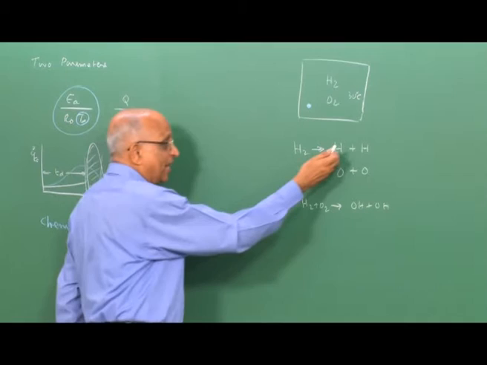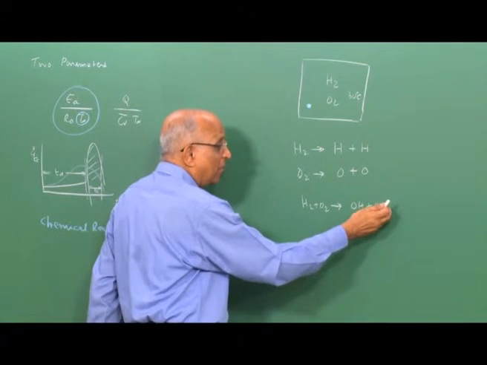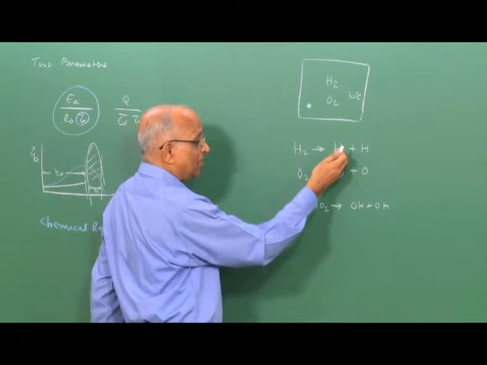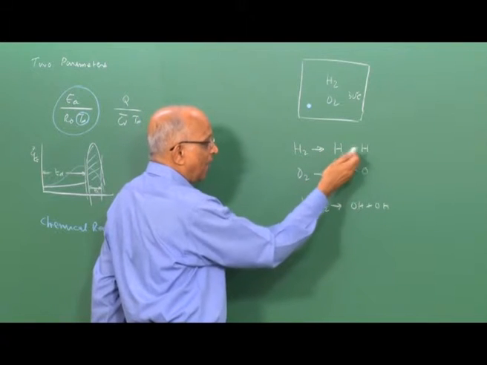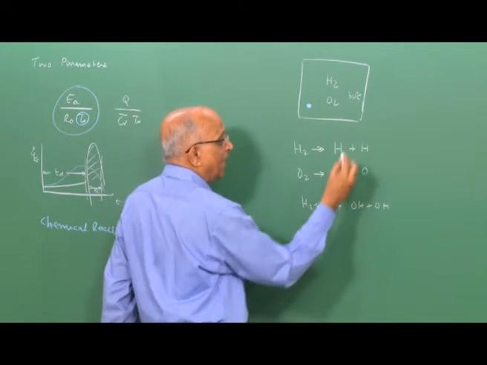Now, the H atom, O atom and OH are all active; this is something at a nascent stage. Therefore, these are all active radicals, and these are known as chains.